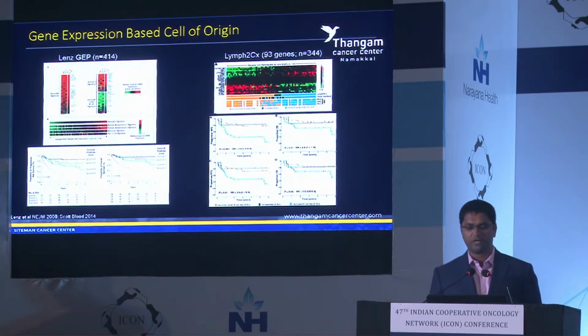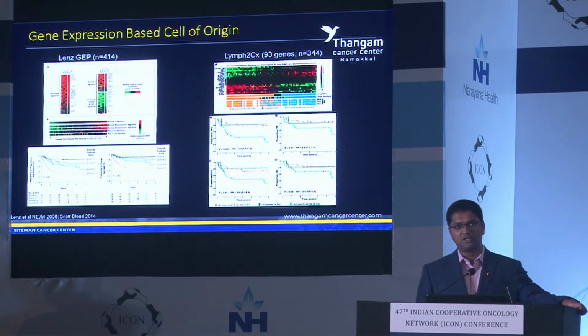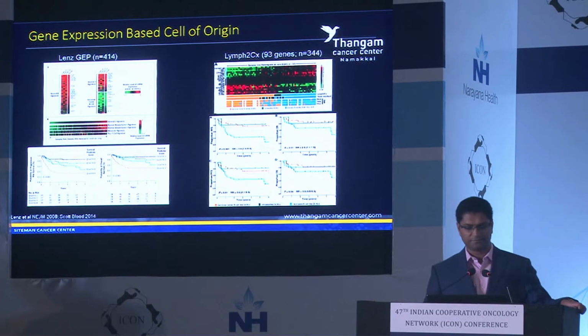Gene expression profiling. These were the 2 platforms that came in the beginning. They used only fresh tissue because they couldn't do it on the archival tissue, so the numbers are a little less. The 2 platforms are Lymph2Cx and another GEP platform. Now these subgrouped according to various recurring mutations that were found on gene expression profiling into 4 or 3 subgroups or quartiles, and survival according to that is shown in the graph.